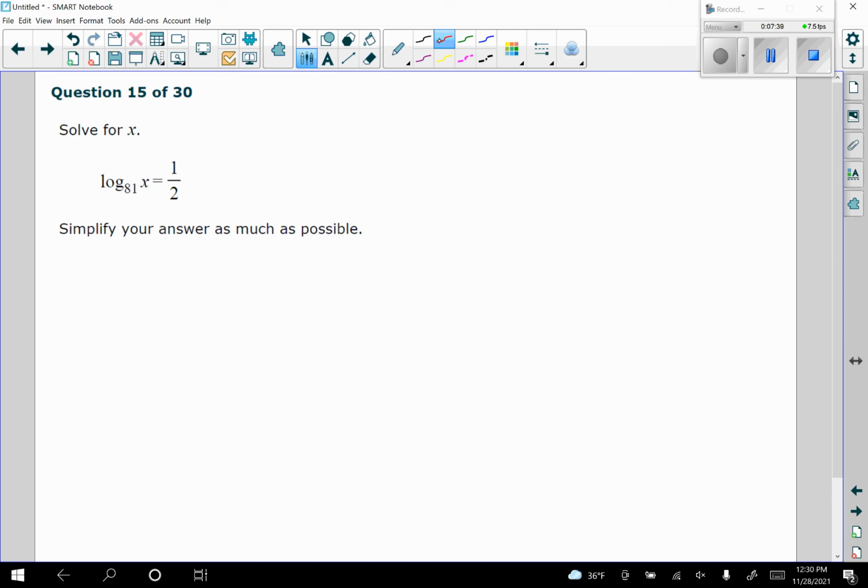All right, another logarithmic equation. Best way to start this is to rewrite it exponentially. So we would get 81 to the 1/2 power is equal to x. A 1/2 power means it's the square root. So we're looking at a positive square root of 81, which would just give us a 9. We don't need a plus or minus. And we can't have a minus anyway because we can't take the log of a negative number. So x is just equal to 9.